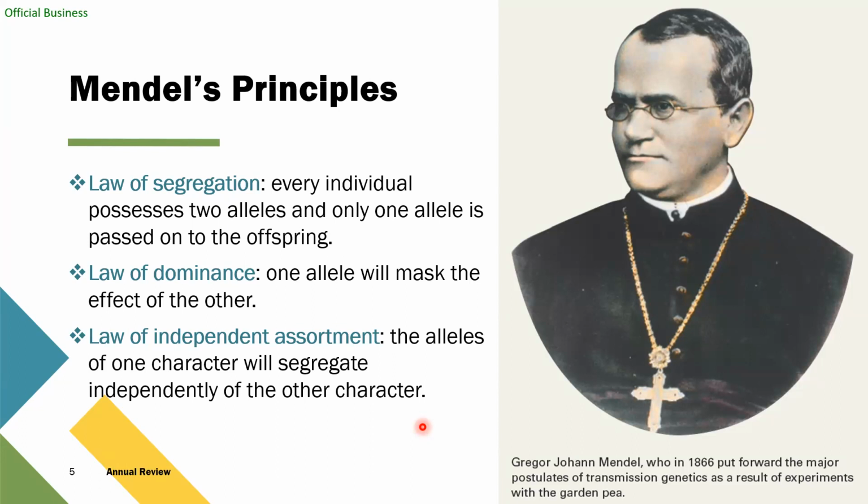You have the law of segregation, where every individual possesses two alleles and only one allele is passed to the offspring. We have the law of dominance: one allele will mask the effect of the other, so one is dominant over the other. And the other is independent assortment, that the alleles of one character segregate independently of another character. During the time of Mendel, gene was an unknown term. He called those inheritable traits a factor.